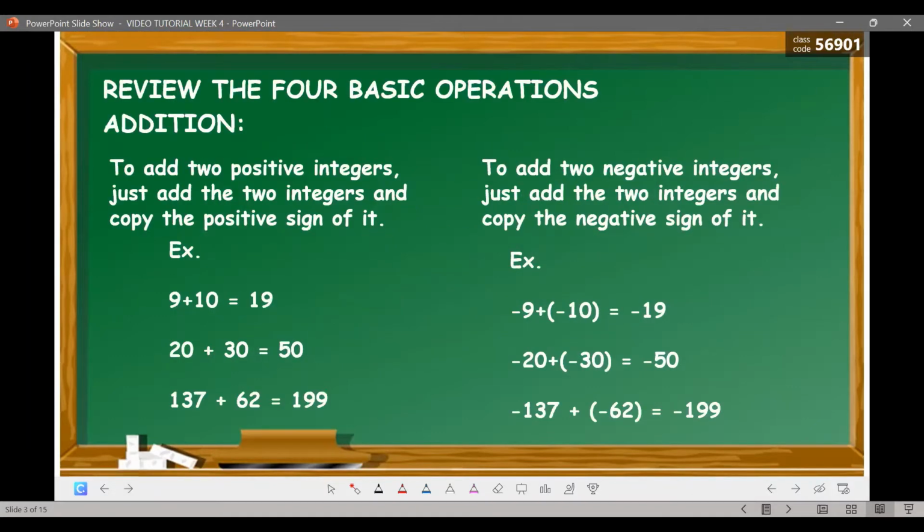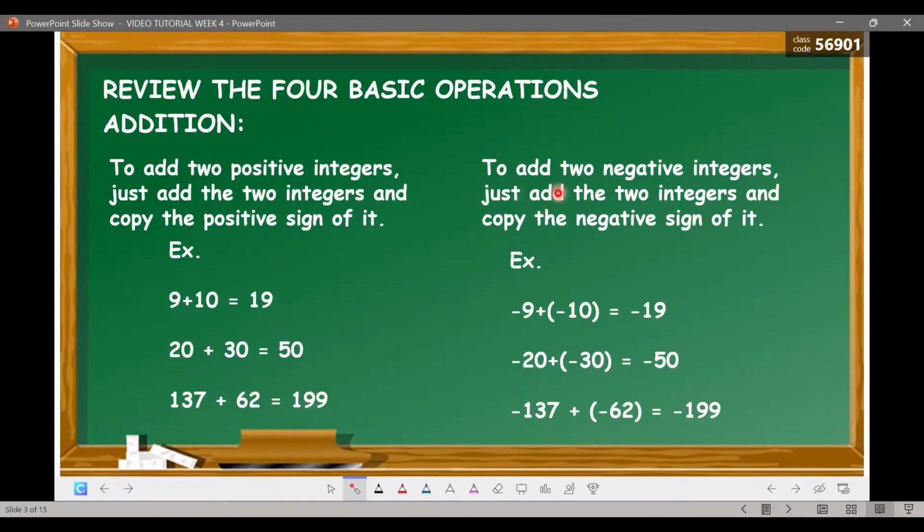Okay, let's have a review first of the 4 basic operations. First we have addition. To add 2 positive integers, just add the 2 integers and copy the positive sign of it. So here are the examples. 9 plus 10 is equal to 19. 20 plus 30 is equal to 50. And 137 plus 62 is equal to 199.